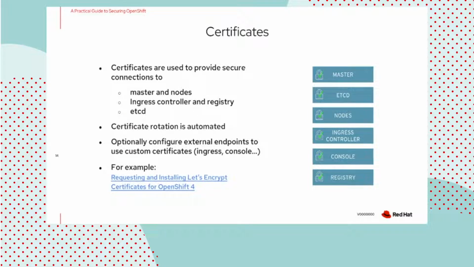Next, certificates, right? Certificates are used to provide secure connections between master and nodes, between etcd and API server. Your services need certificates. All of this is completely managed by the OpenShift Container Platform. We ensure that new certificates can be minted as and when needed. We can integrate with third-party certificate management systems like cert-manager. We automate certs just before they expire. You can use custom certs for ingress endpoints for the console. You can specify custom routes, and so on and so forth.